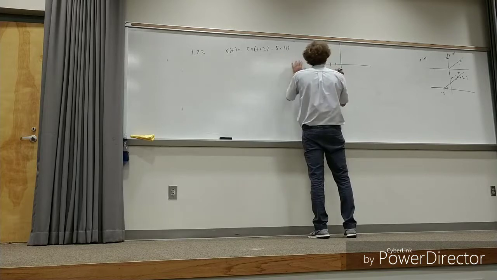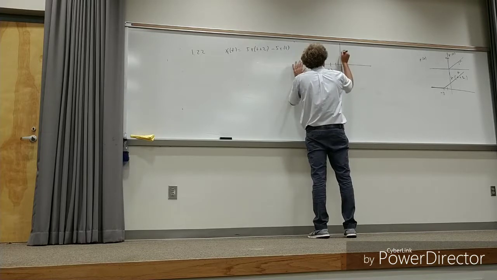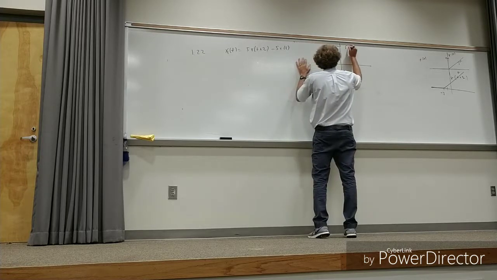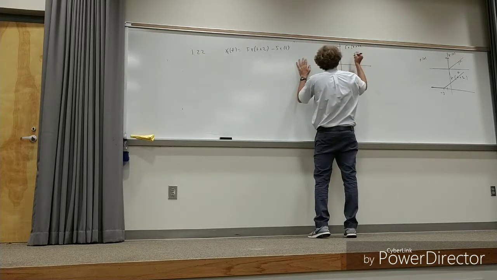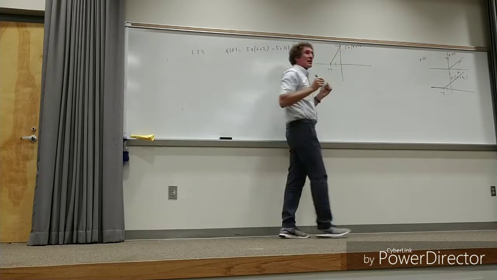Come down to minus 2. And now I have basically this. If I go over 2, I go up 10, don't I? So if I have 5 r of t plus 2, it's doing this, kind of, right? You agree with me?